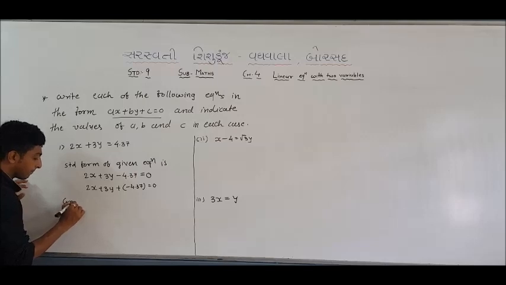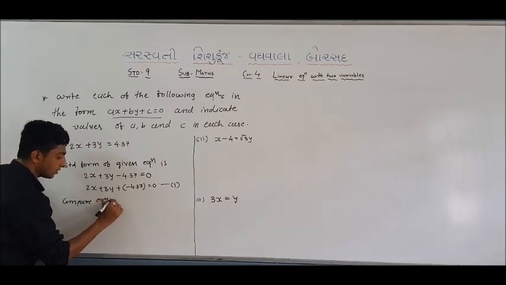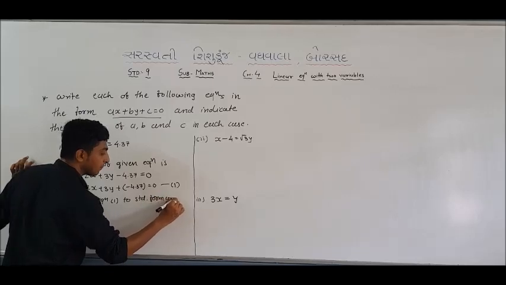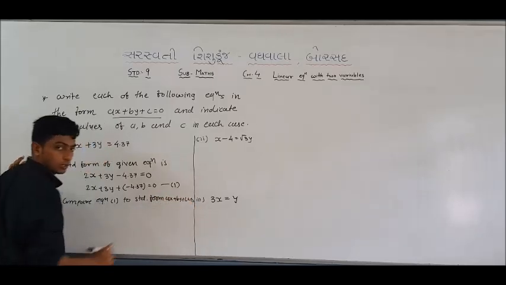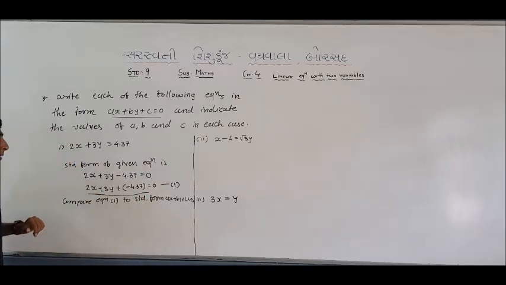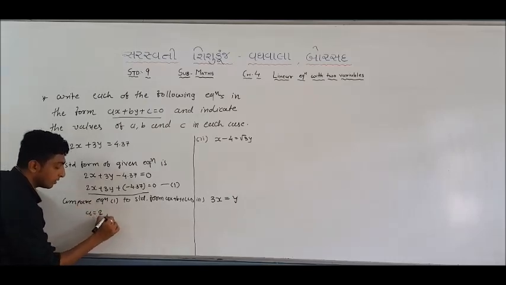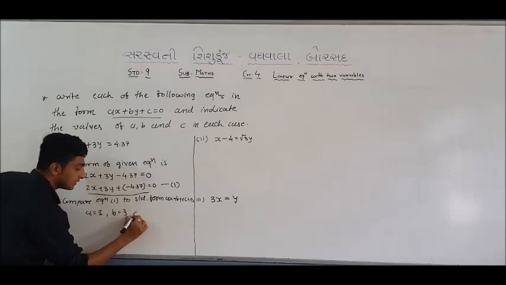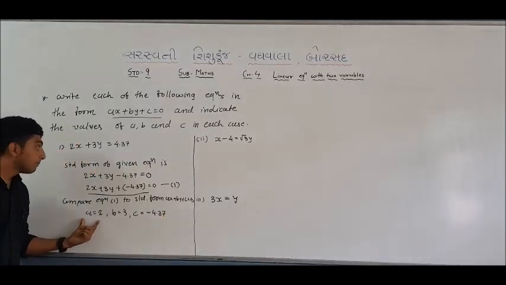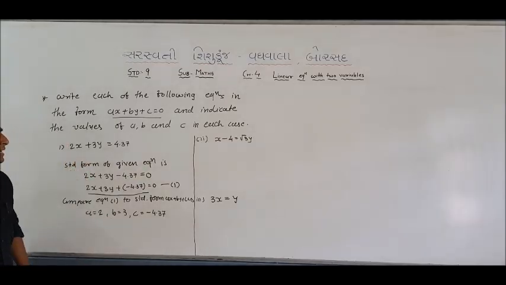Now compare equation 1 to the standard form ax plus by plus c equal to 0. You have to compare this equation to the standard form ax plus by plus c equal to 0. So we get a equal to 2, b equal to 3 and c equal to minus 4.37. So these are the values of a, b and c. Let us see another example.